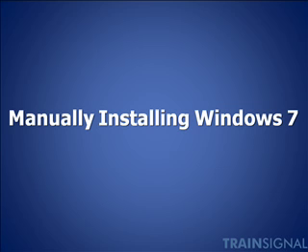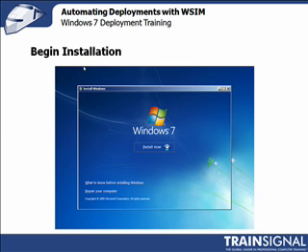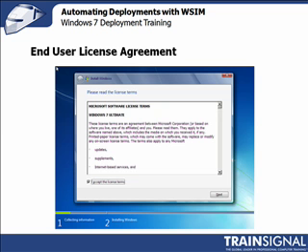Let's look at manually installing Windows 7 first. Step 1 is Setup Launches. You need to choose the language you'd like to perform your installation in. Then, choose to begin the installation. Accept the End User License Agreement.